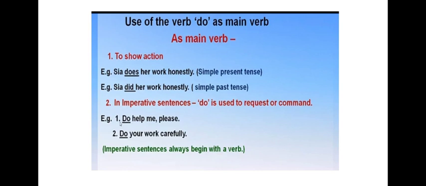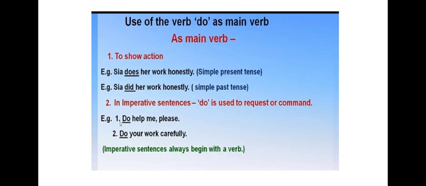So the first usage of the form of do as main verb is to show action. Okay, for example, she does her work honestly. This sentence is in the present tense. So when we want to show action, that time we also use the do form as a main verb. So it's Sia does her work honestly. Here Sia, she's a girl and it's singular, so do becomes does.